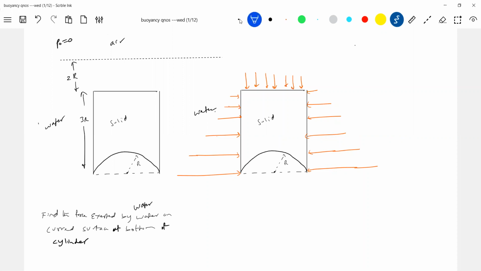And what about the liquid which is present here? It will exert force here, no? Because what is the property of liquid? On all surfaces it comes in contact with, it will exert a force. Will you agree?